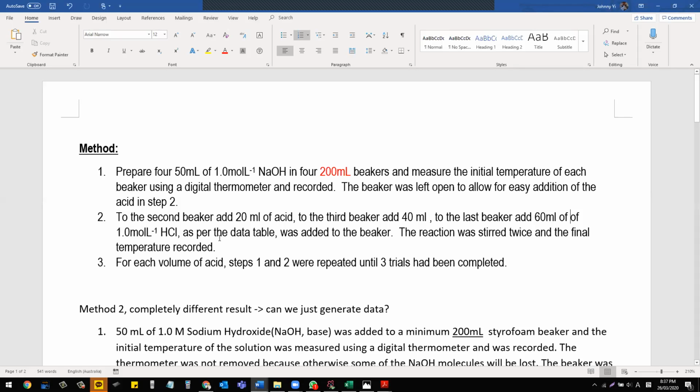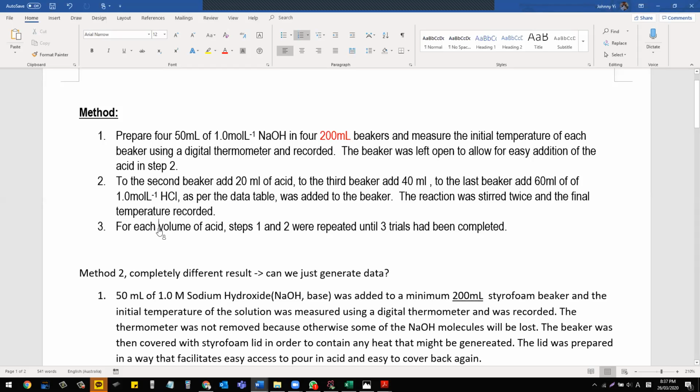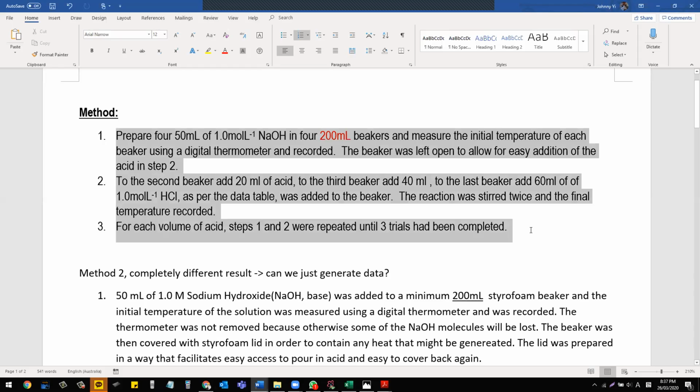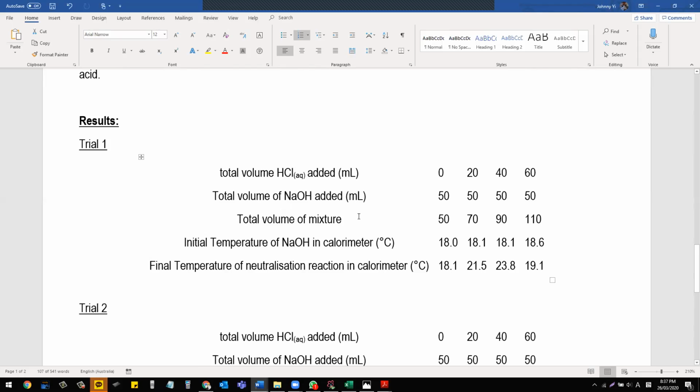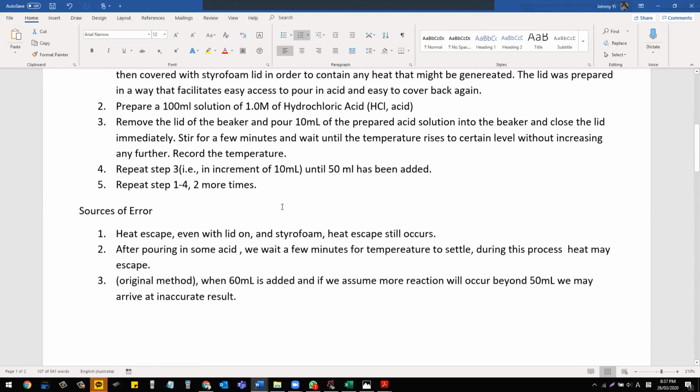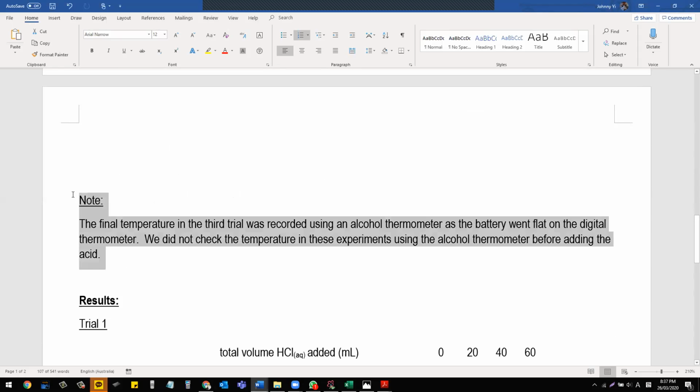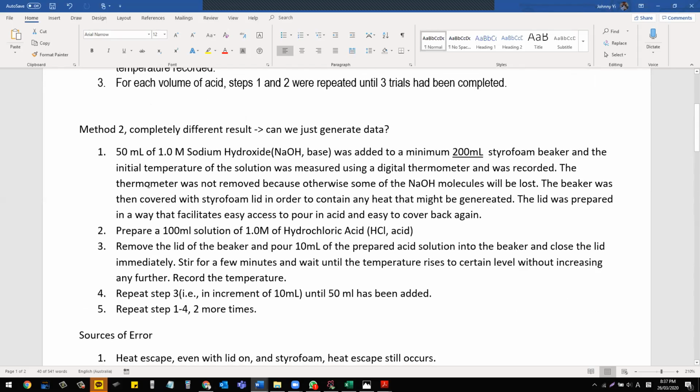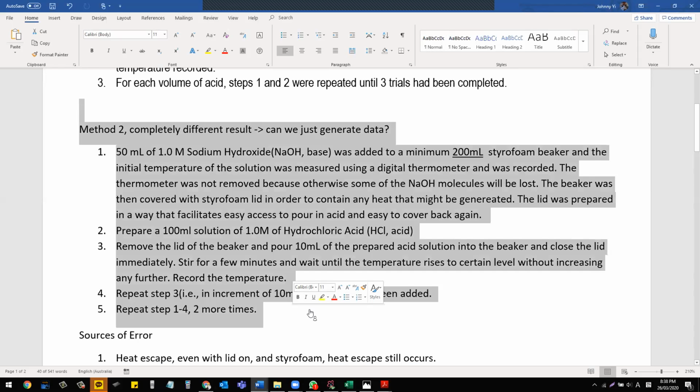Yeah, 1 mole per liter HCl as per data table. The reaction is stirred twice and the final temperature was recorded for each volume of acid. So steps 1 and 2 are repeated until 3 trials have been completed. So this must have been the better method, which truly reflects what was done here. But if I were to do this more accurately, I would follow this method.